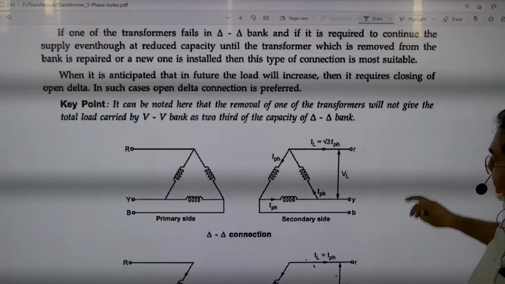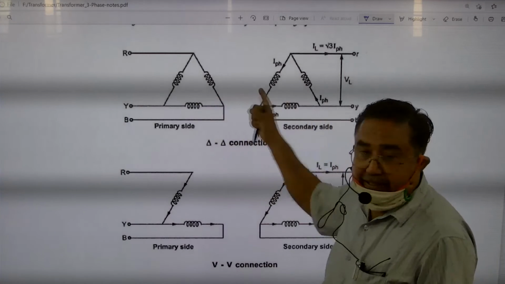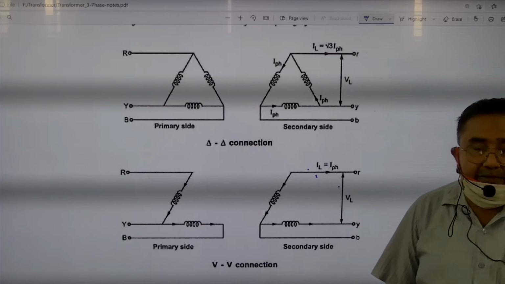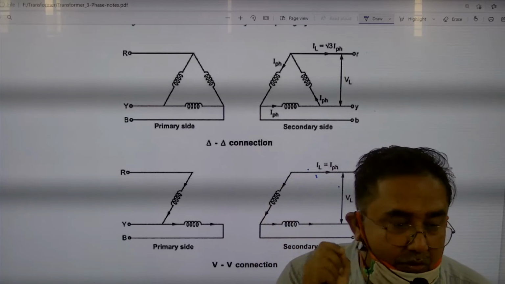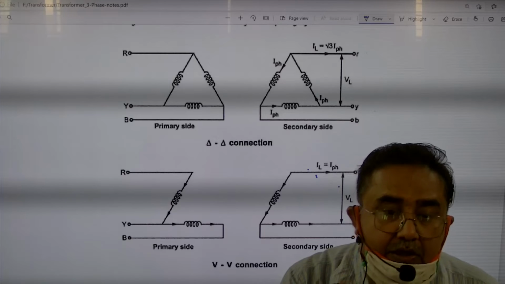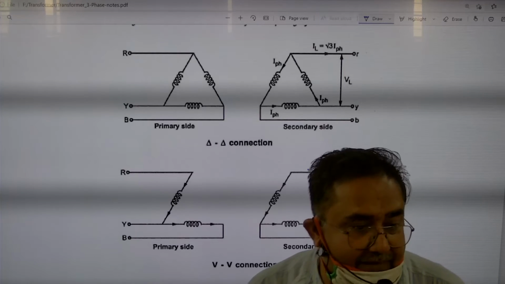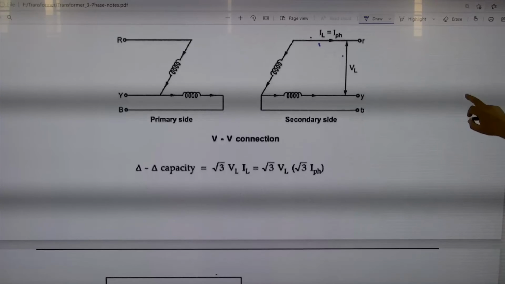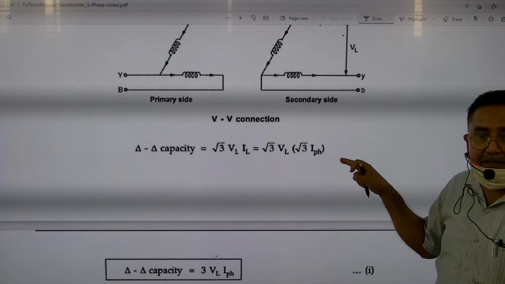Now the important point which I was telling you, what is that? This was the delta-delta connection and this is your VV connection. I have already pointed out that in your mind it will click that the transformer efficiency will be 2/3, but it is not 2/3, that is, not 66.67, but something more reduced. What is that? In delta-delta, how much is the power available?